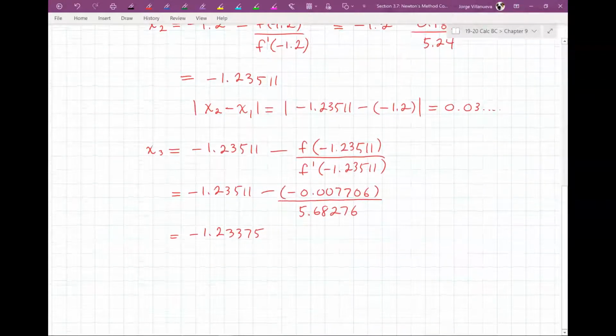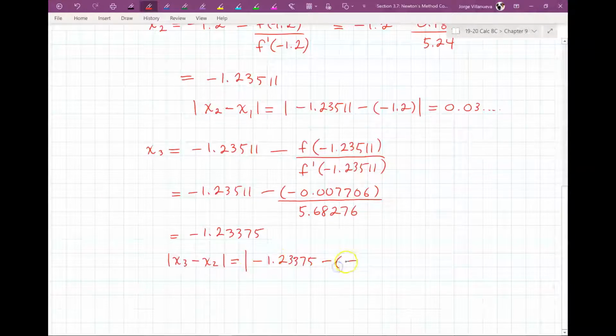So to check the error, I'm going to take x sub 3 and subtract x sub 2, right? So x sub 3 minus x sub 2, which is negative 1.23375 minus negative 1.23511, which is equal to 0.00136. So the error is getting closer. We're now at approximately a 1,000th. We need a 10,000th, right? So let's do this again.